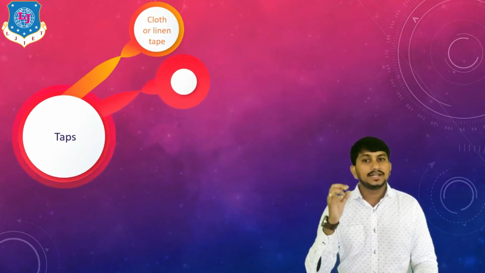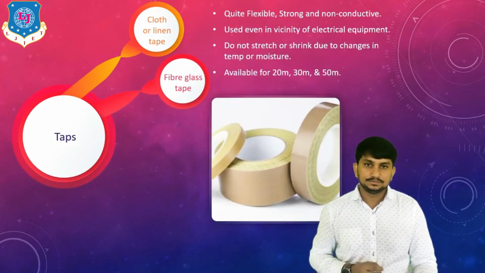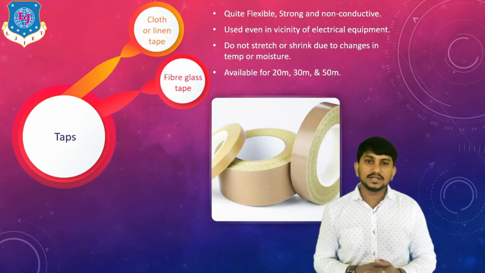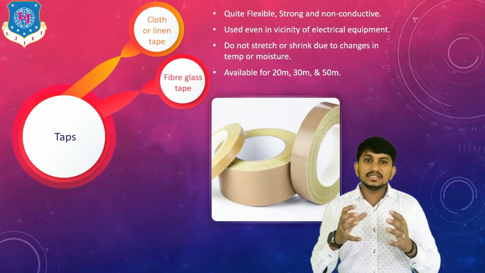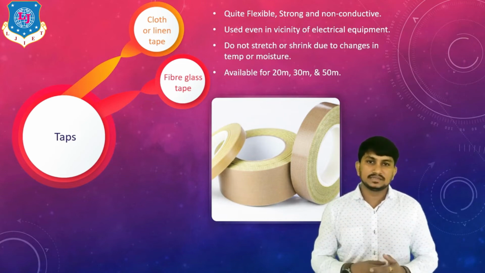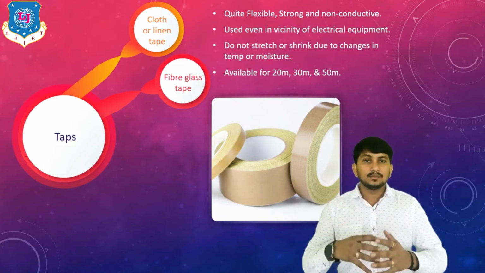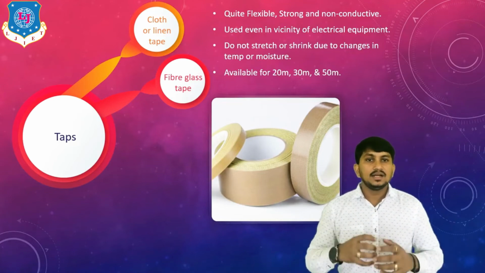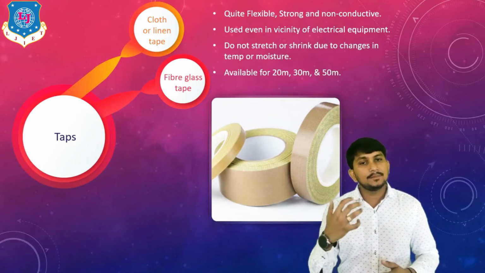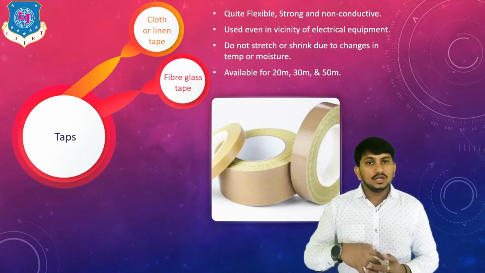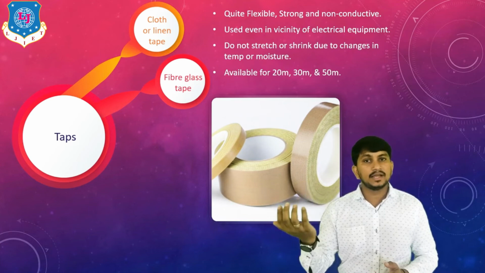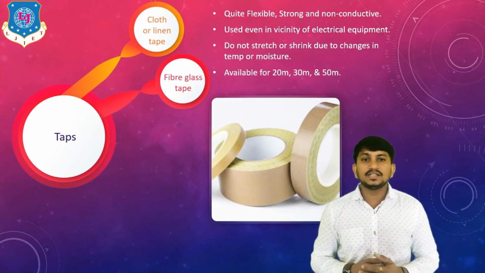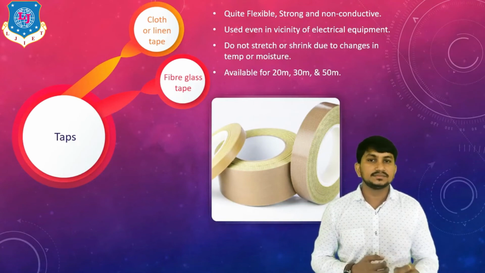Next type of tape is fiberglass tape. It is made of fibers. It is a non-conductive material which is used in vicinity of electrical equipments, so you can easily use it where a number of electrical equipments are there. It does not stretch and shrink due to changes in temperature as well as moisture. So the main disadvantages of cloth or linen tape are overcome by fiberglass tape. It is available in 20 meter, 30 meter and 50 meter length.